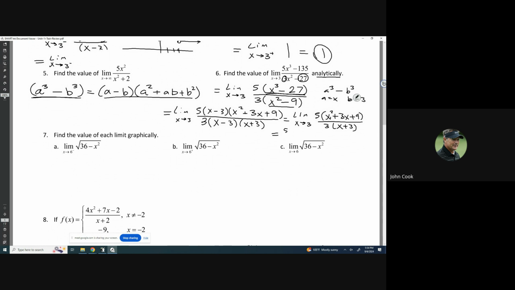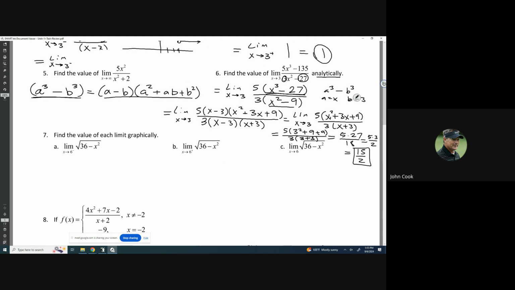I would just leave it like this, 5 times (3 squared plus 3 times 3, which is 9, plus 9) all over 3 times (3 plus 3). Actually, I'll just simplify it. So it'd be 5 times 27, since 9 plus 9 plus 9 is 27, over 3 times 6, which is 18. I know that 27 and 18 are both divisible by 9. So this becomes 5 times 3 over 2, which would be 15 over 2. So 15 over 2 would be my limit overall. All right, so there you go.